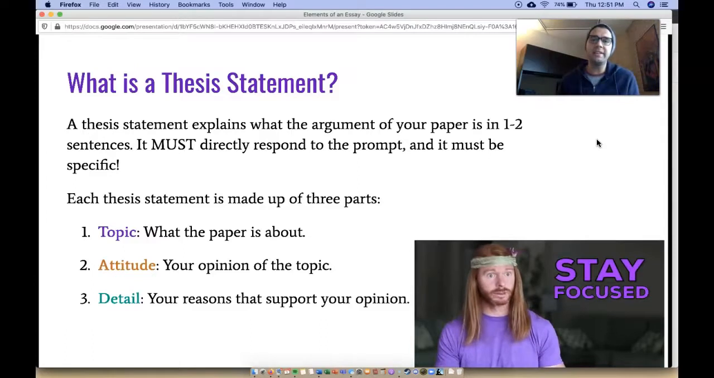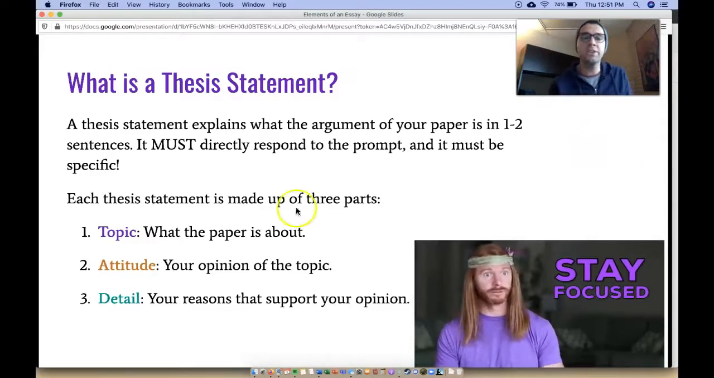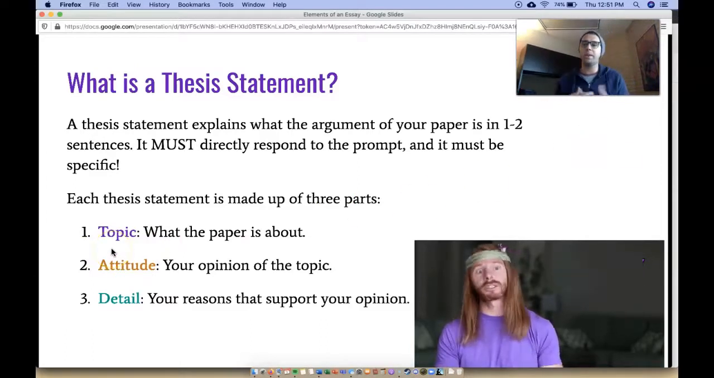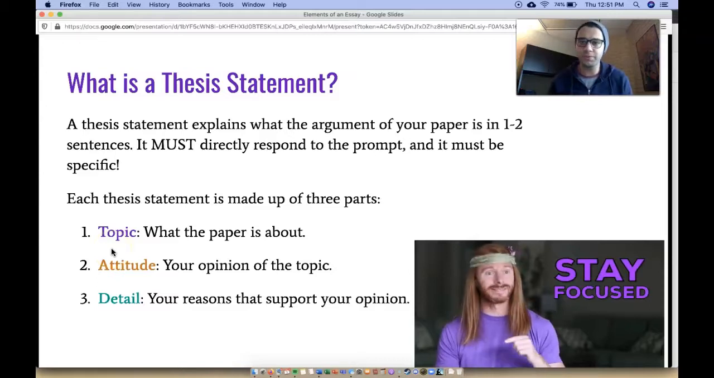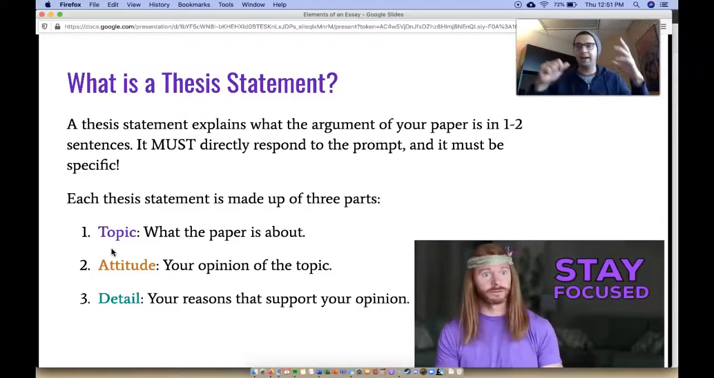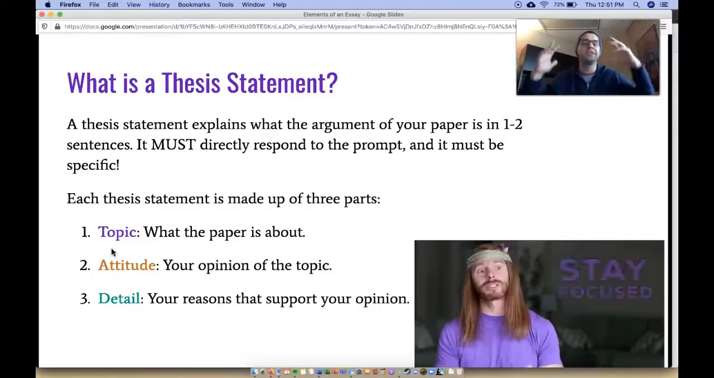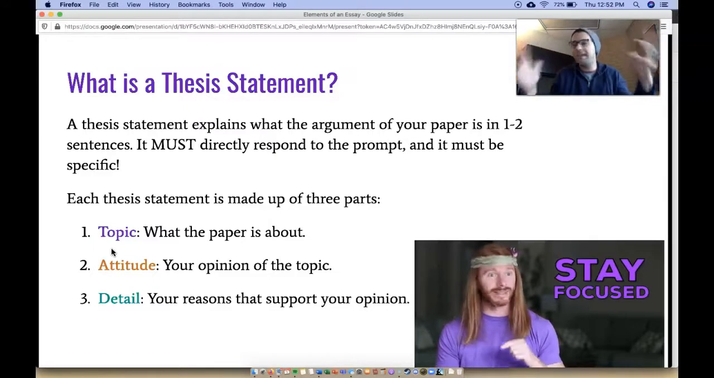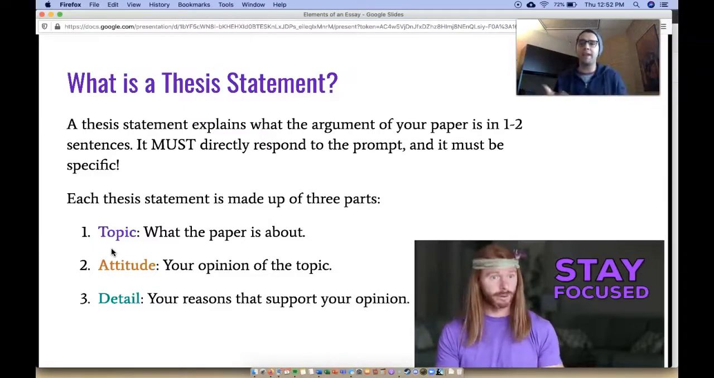So here are the 3 things that a TAD thesis will include. The first thing is a topic. So what the paper is about. This is super, super simple. Whether that's education, feminism, criminal justice system, Flamin' Hot Cheetos, sushi, baseball, whatever it is that you're writing your essay over, that is your topic.